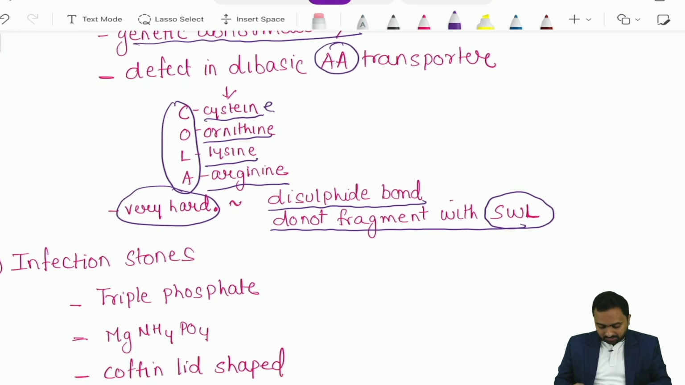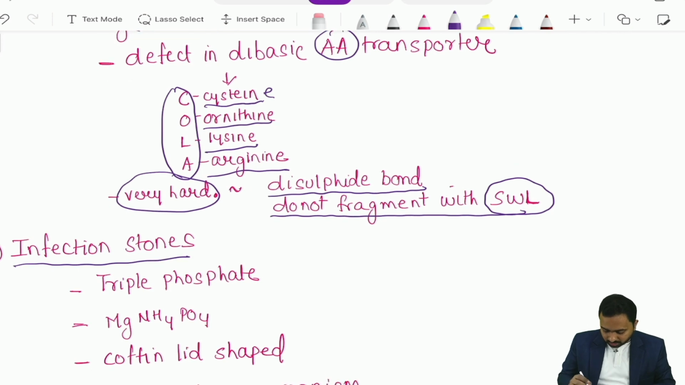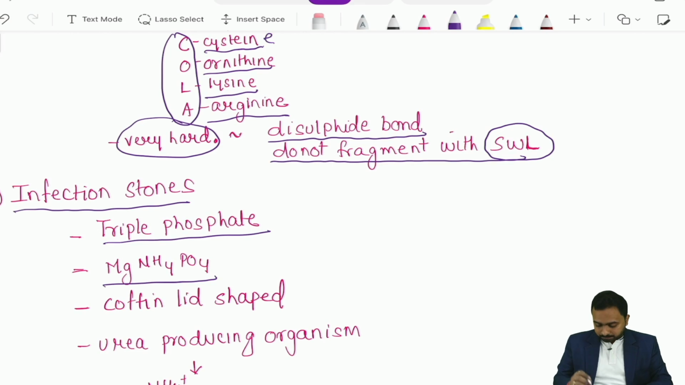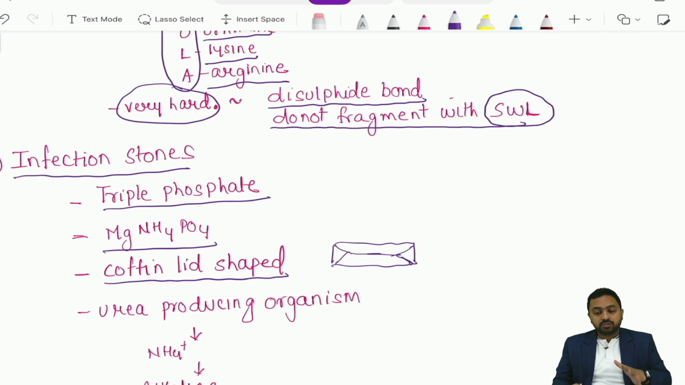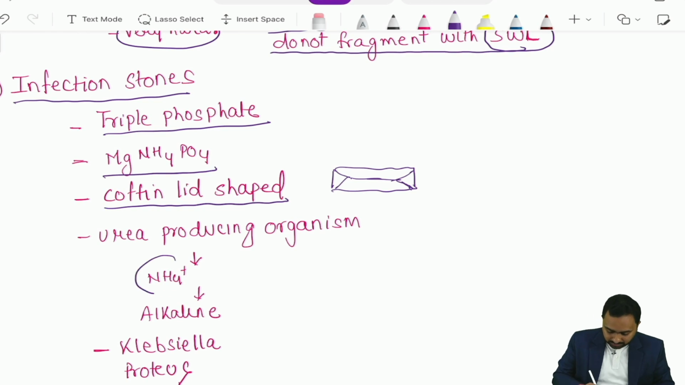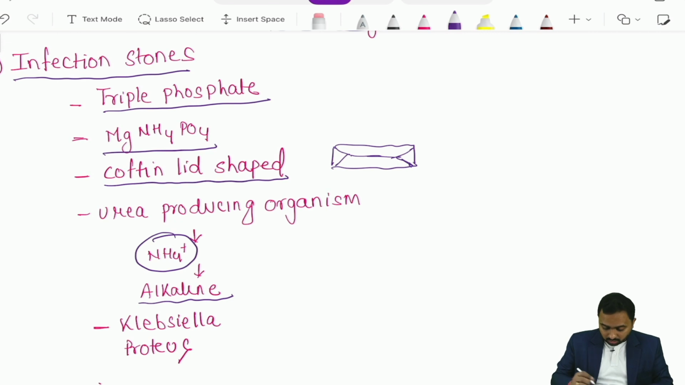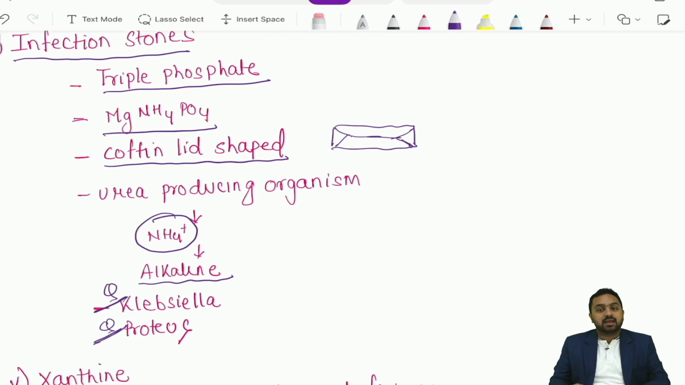Then you have your infection stones, which are usually triple phosphate, magnesium ammonium phosphate stone, have a coffin lid shape, somewhat like this, a coffin lid shaped appearance. Then they are because of your urea producing organisms releasing ammonia, which makes the urine alkaline. The most common organisms associated include your Klebsiella and your Proteus mirabilis.